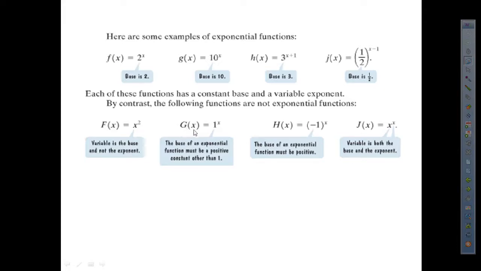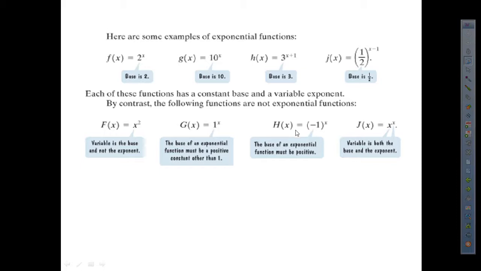With the capital G of x here, we have 1 to the x. Well, the base can't be equal to 1, therefore this is not classified as an exponential function. Does it fit almost all the definition? Yeah. The base is a constant and the power is a variable. The only problem is we've got limitations on those bases, and this violates one of the limitations.